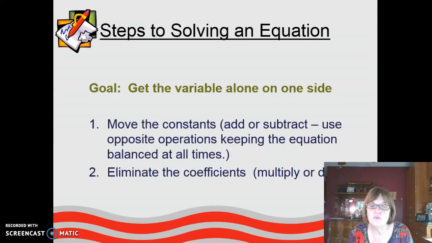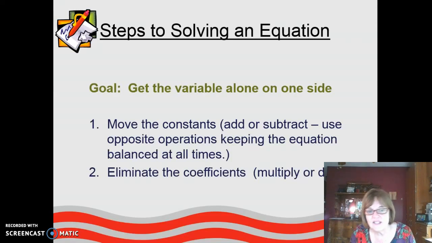Now, our goal when we're solving an equation is a big goal to remember. Get the variable alone on one side. We're going to play around with our equations, solving them. It's like a puzzle, trying to get that letter, that variable, all alone.